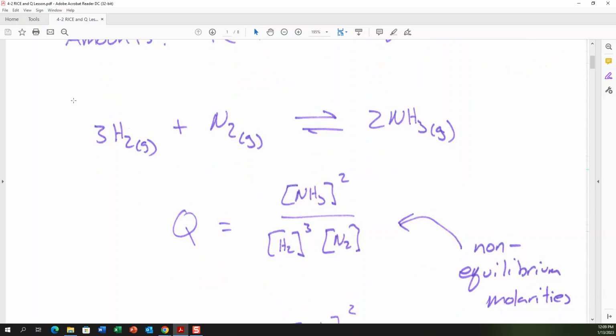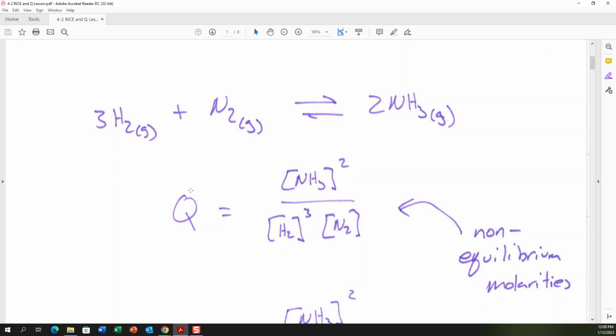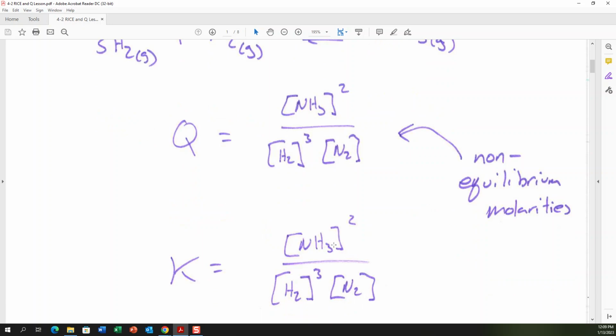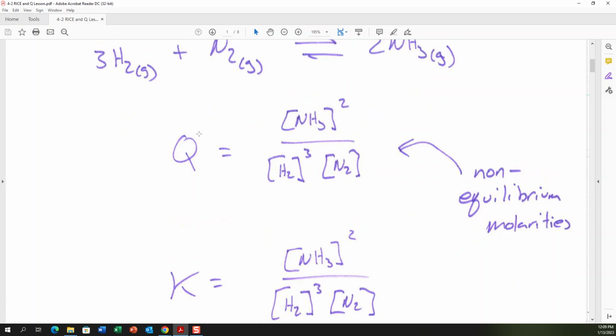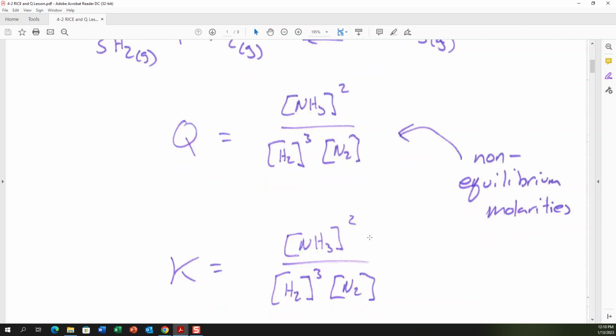Let me show you what I mean. If this is my reaction, and I said do a Q calculation, well, Q would equal the same expression that K is equal to: products over reactants, coefficients become exponents. So Q is equal to that expression, and K is equal to that expression. The difference is, if you're plugging in equilibrium molarities here, then you get a K value. If you're plugging in initial molarity values here, then you get a Q value, and you're not at equilibrium yet.